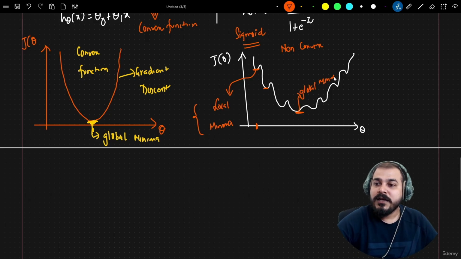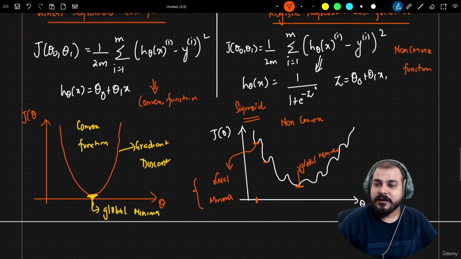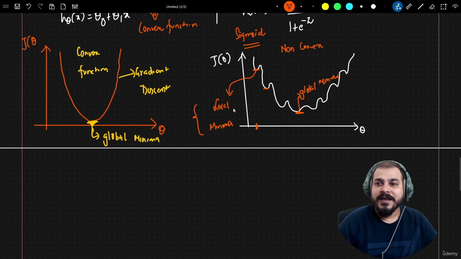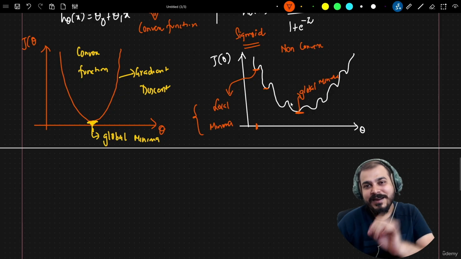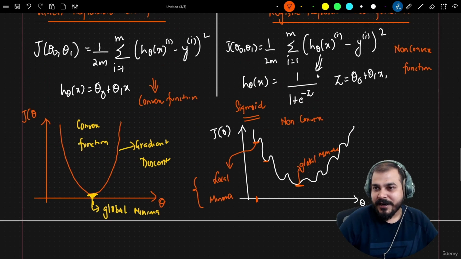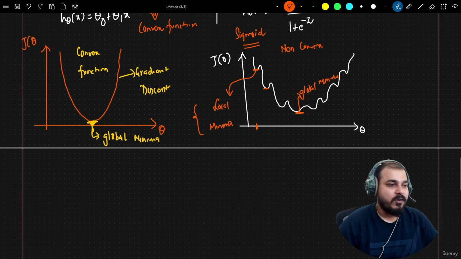So if I use this equation and try to create my relation between theta and J of theta, I'm going to get this kind of non-convex function. And it is proven also, guys. I don't want to do the entire proof and plot each and every point, but if we use this, we are going to get a non-convex function.